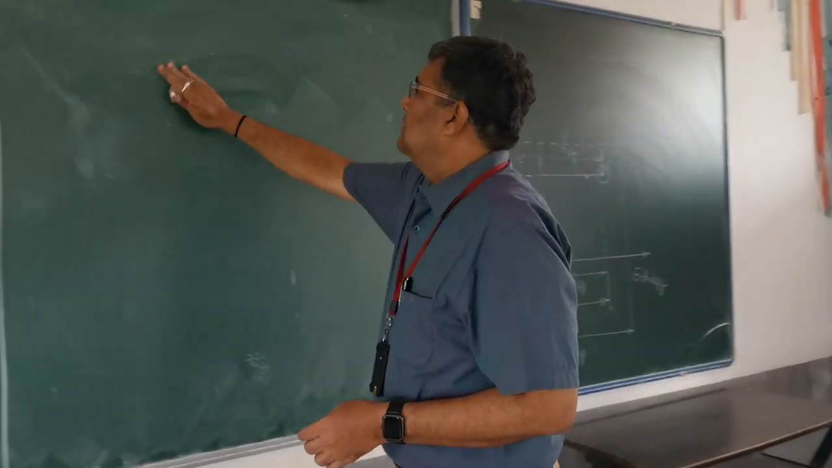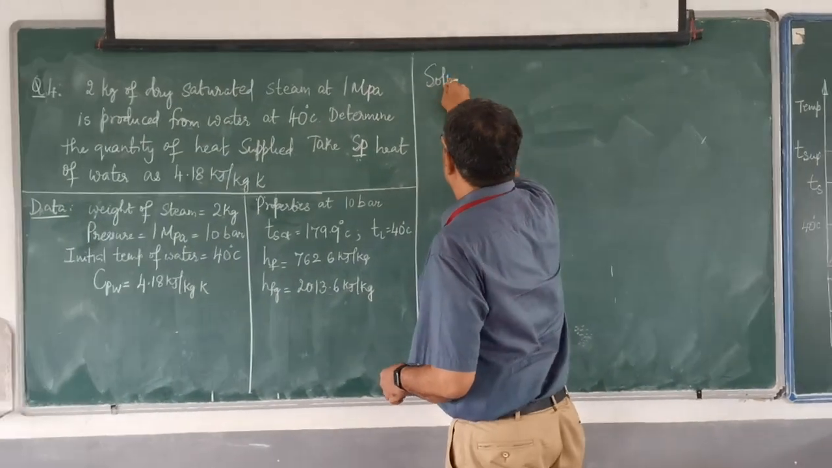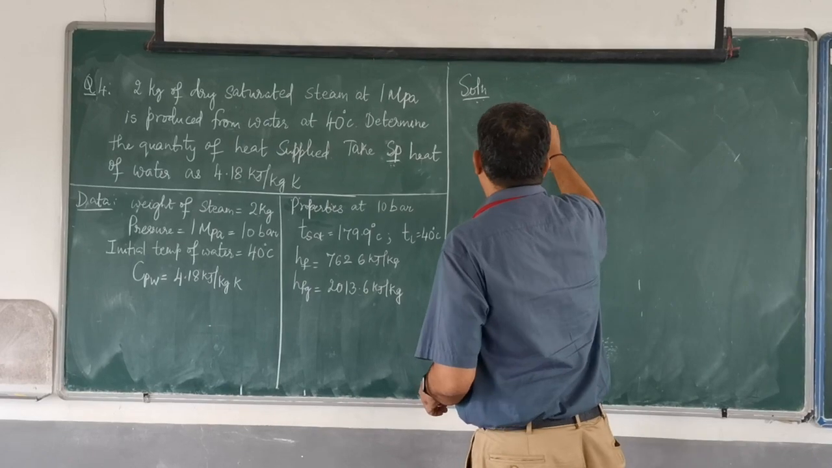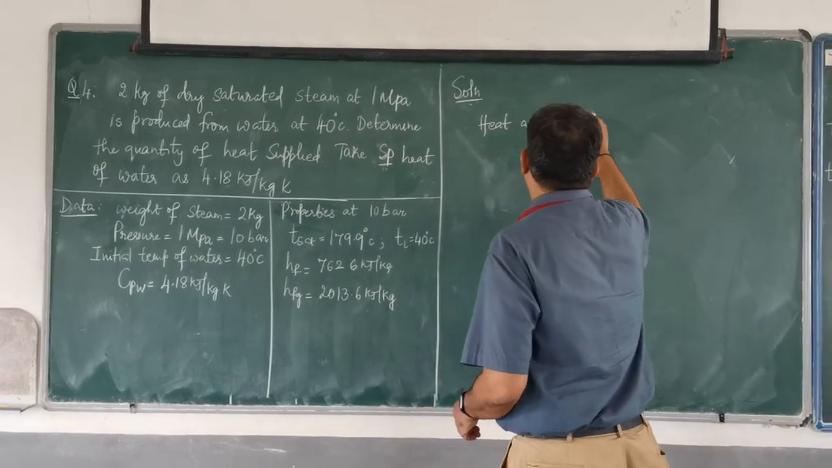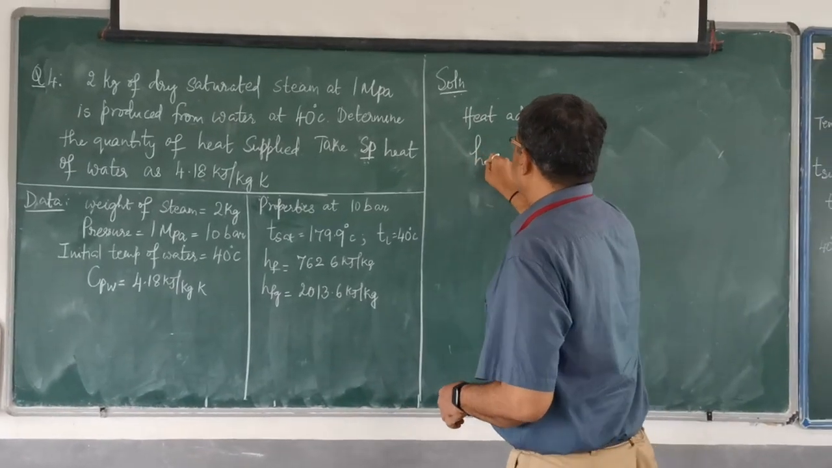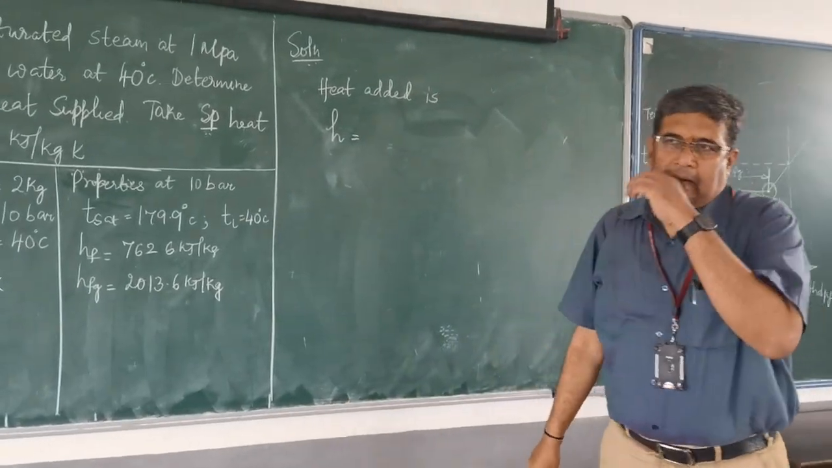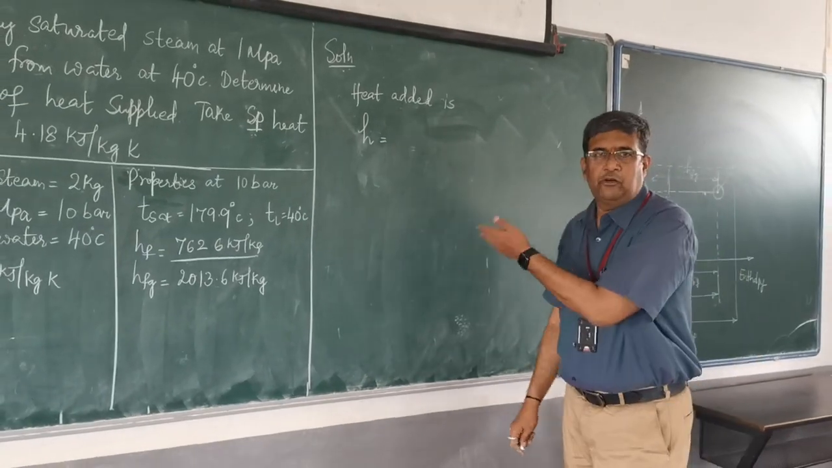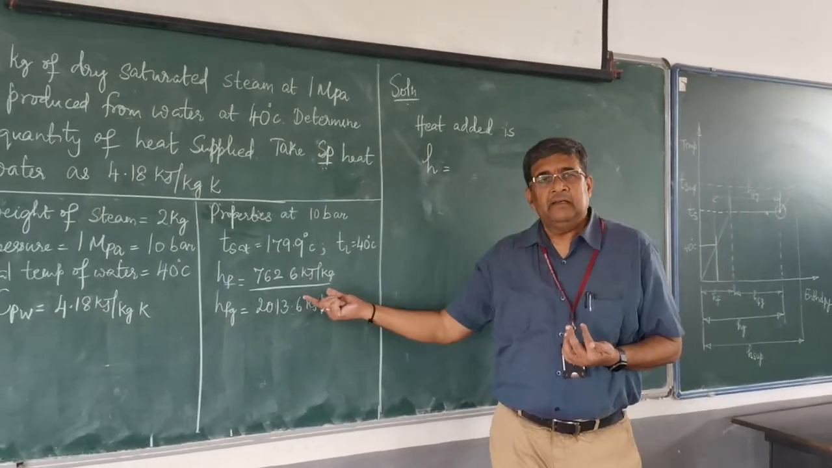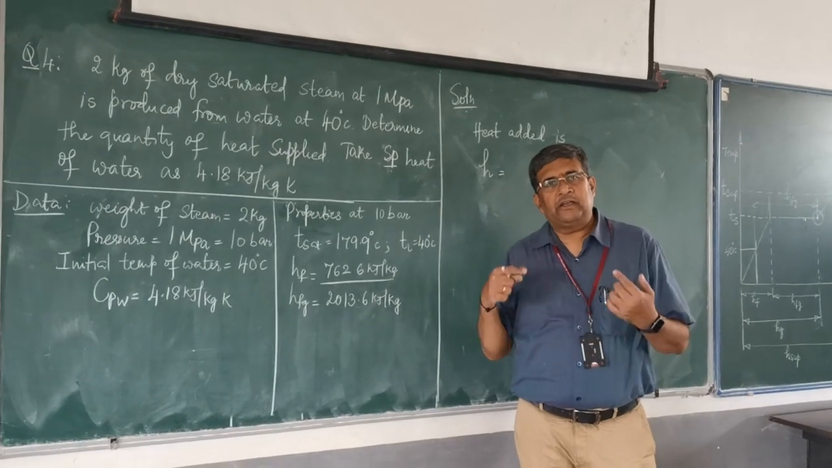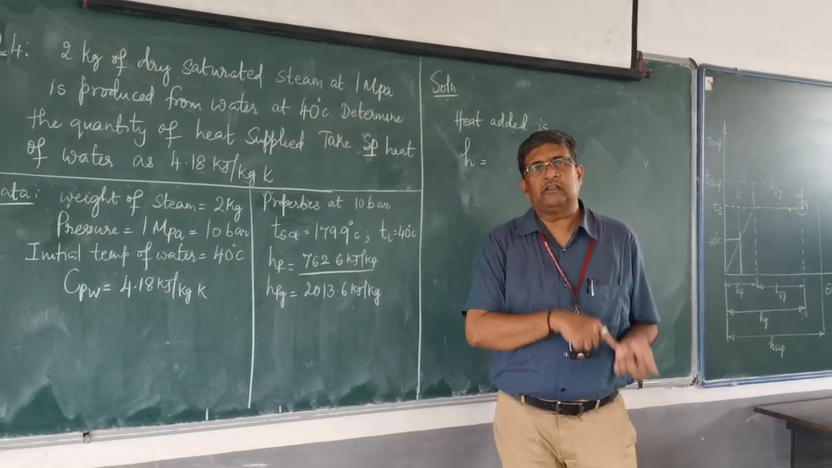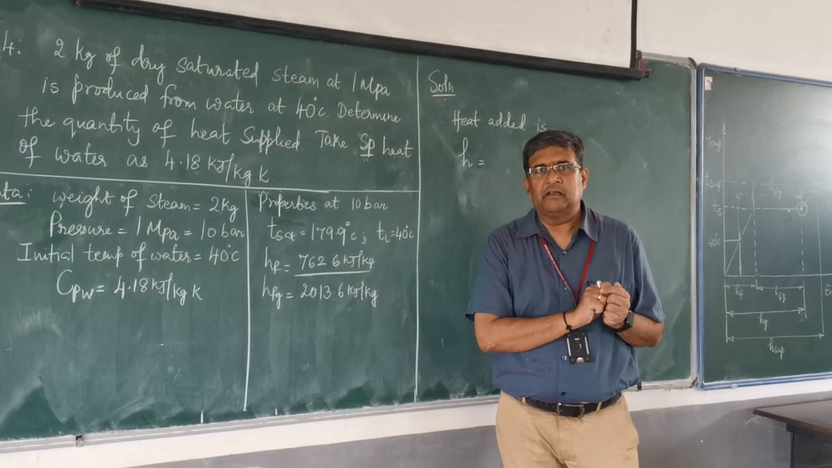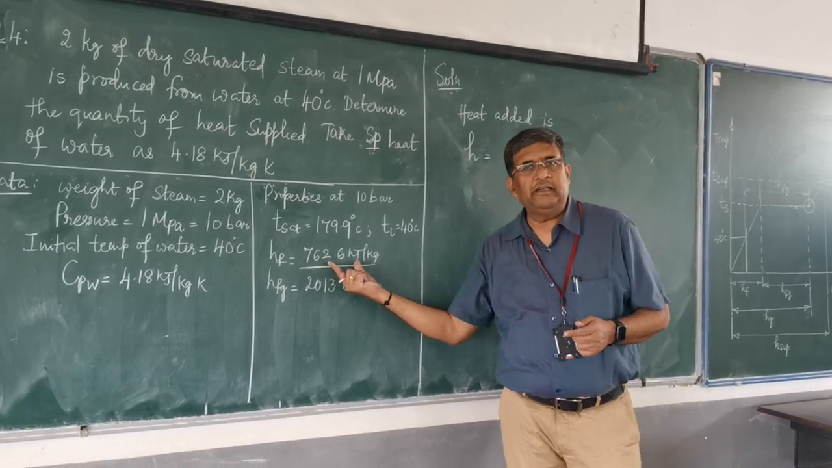So in the solution, heat added is, let's say I will just write it as H. Now I am not going to use this value directly. I cannot use it because sensible heat cannot be used directly. Sensible heat is the heat which has to be added to 1 kg of water at 0 degrees centigrade to raise its temperature to the saturation temperature. But now water is not at 0 degrees centigrade, so I cannot take this heat value here.